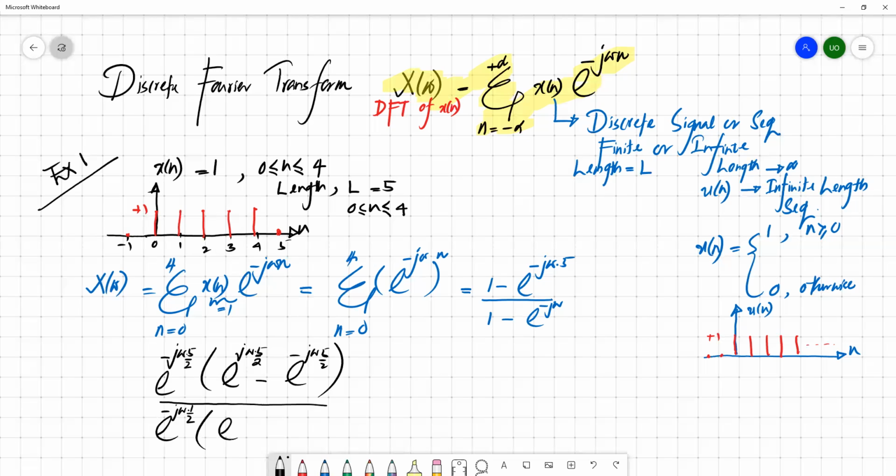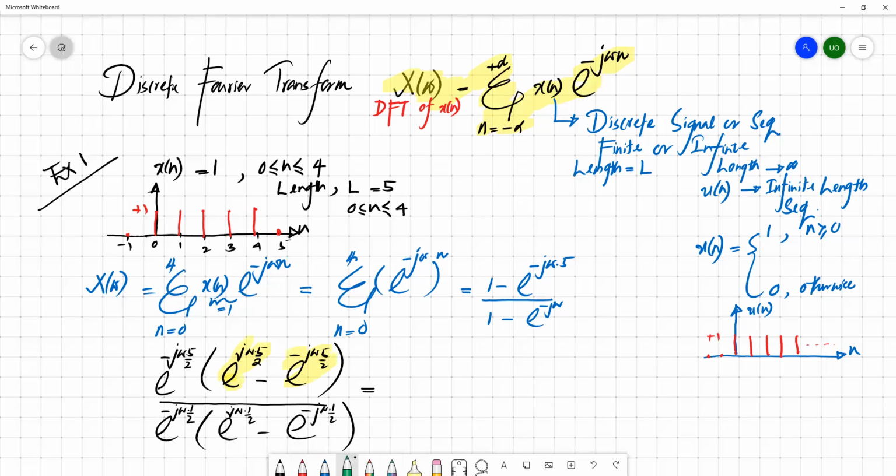Here you can add e to the power j omega half minus j omega half. So you know that if you have this difference between this complex exponential term and its complex conjugate, we can easily replace this with sinusoids.